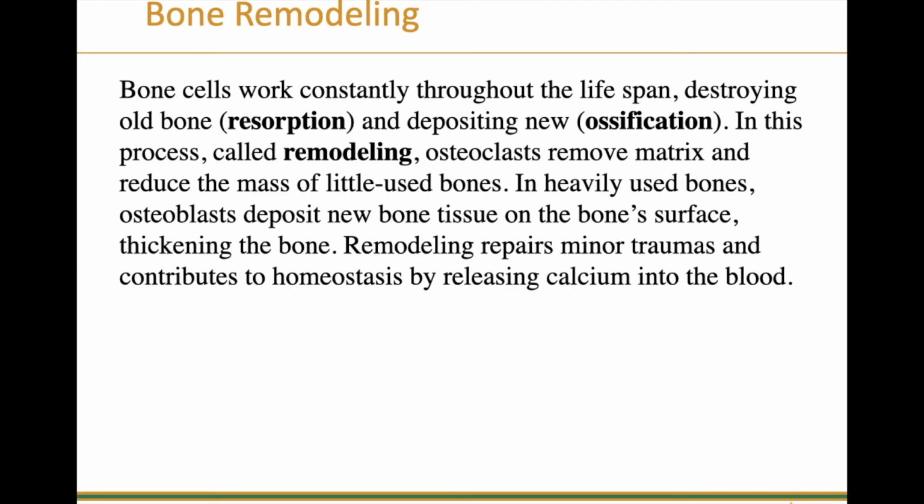In this process, osteoclasts remove matrix and reduce the mass of little-used bones. In heavily used bones, osteoblasts deposit new bone tissue on the bone surface, thickening the bone. Remodeling repairs minor traumas and contributes to homeostasis by releasing calcium into the blood.